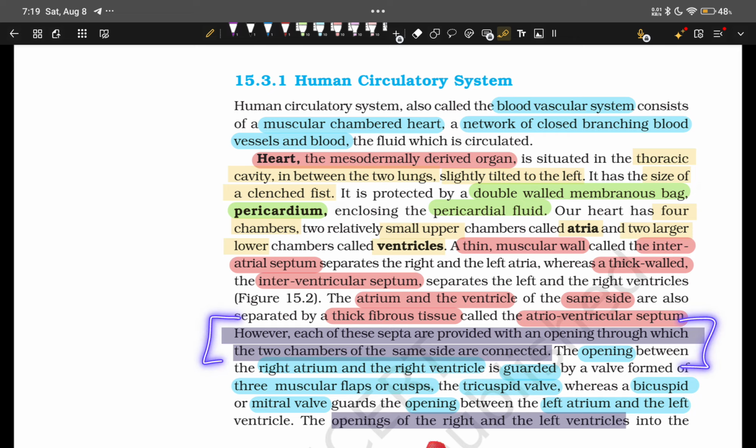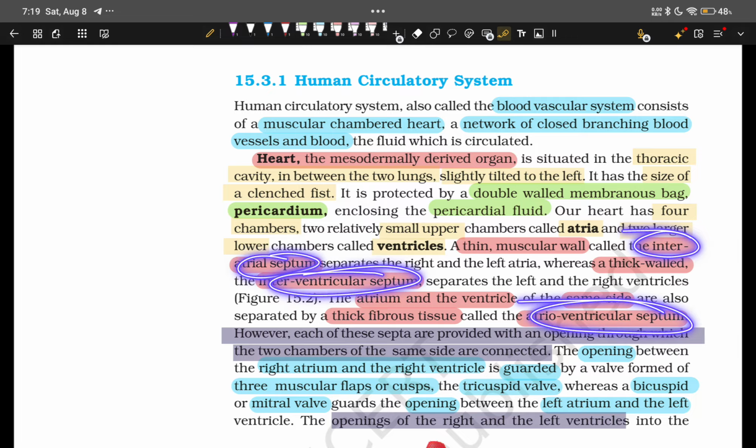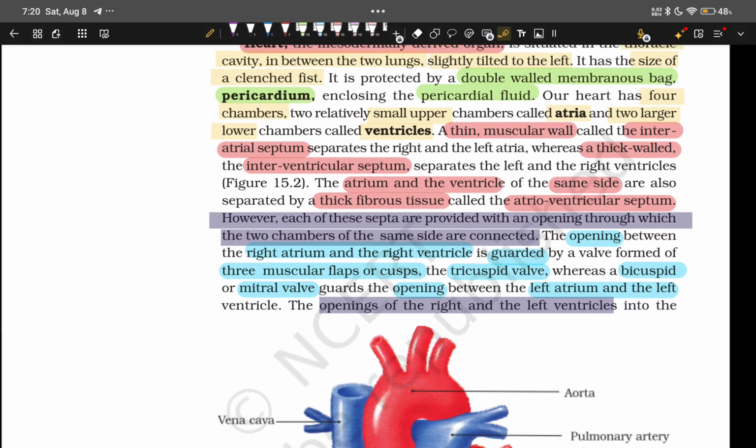However, the statement based question can be formed with this statement that each of these septum are provided with an opening, and this opening is through which these two chambers of the same side are connected. So all these septum, whether it is interatrial septum, interventricular septum or atrioventricular septum, all of these have openings, and these openings are those which connect these two chambers of the same side together.